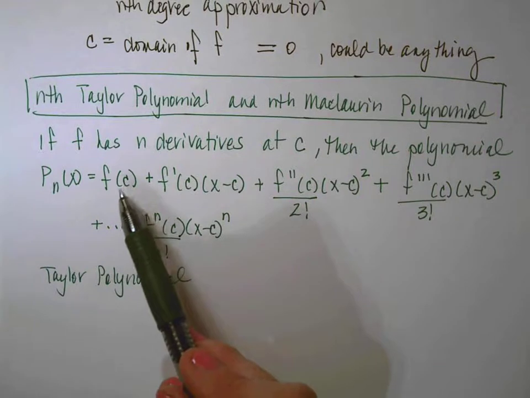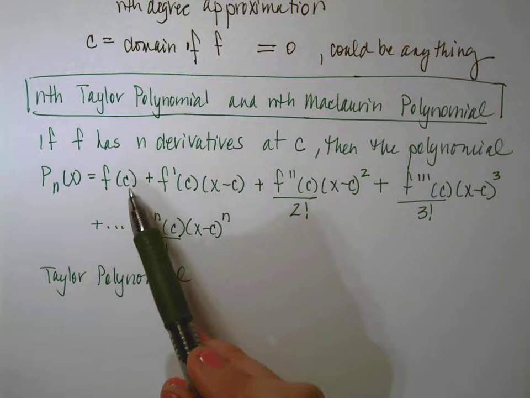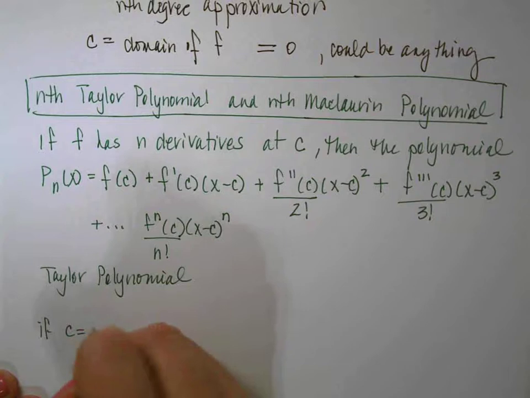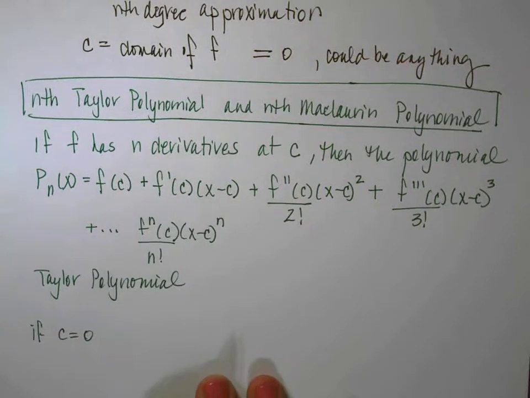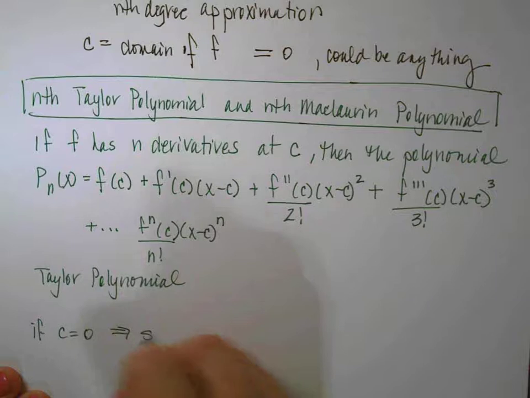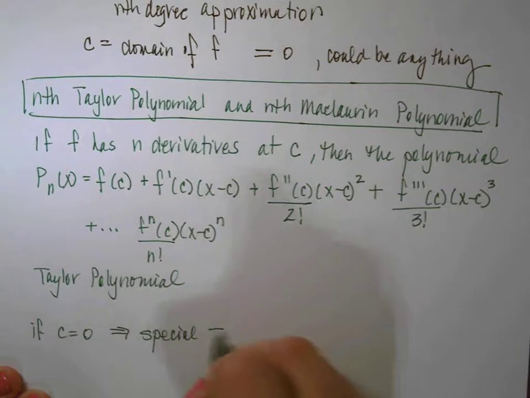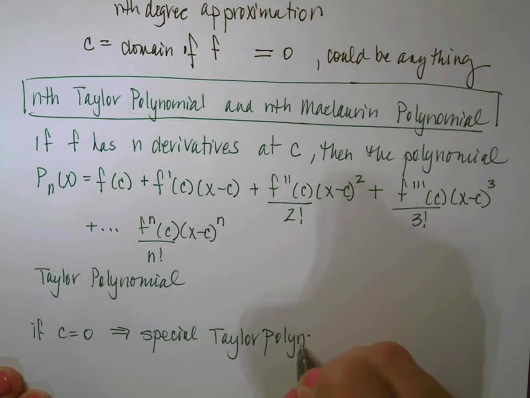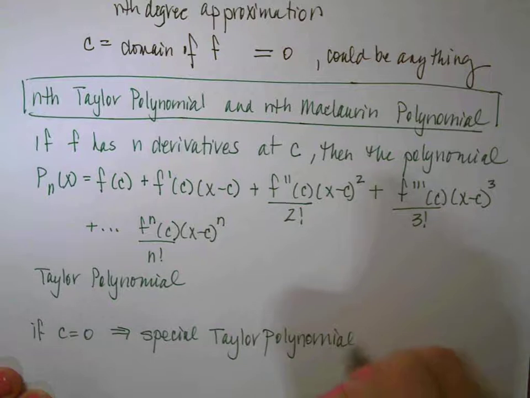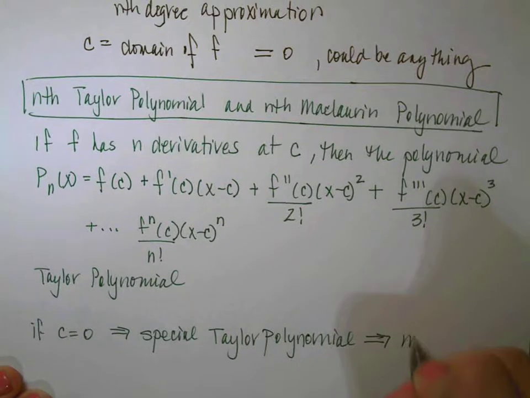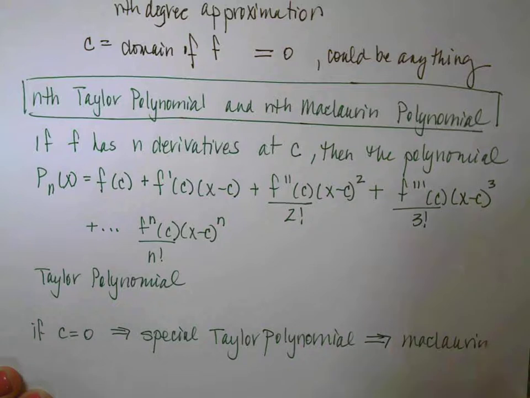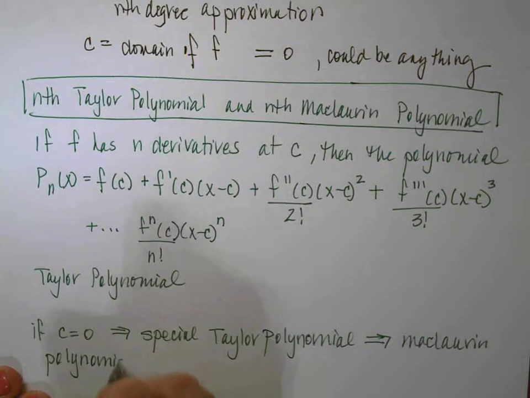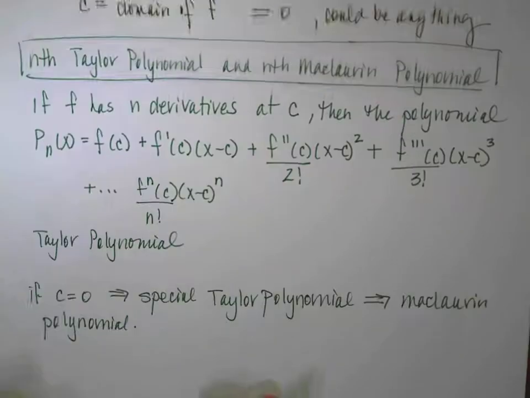And for the Taylor polynomial, my c does not have to be 0. My c can be anything. And then as a matter of fact, if c is equal to 0, then we call that a special Taylor polynomial. Polynomial, that's a hard word to spell. And that's going to be the Maclaurin polynomial, okay? Gosh, I can't spell that word.